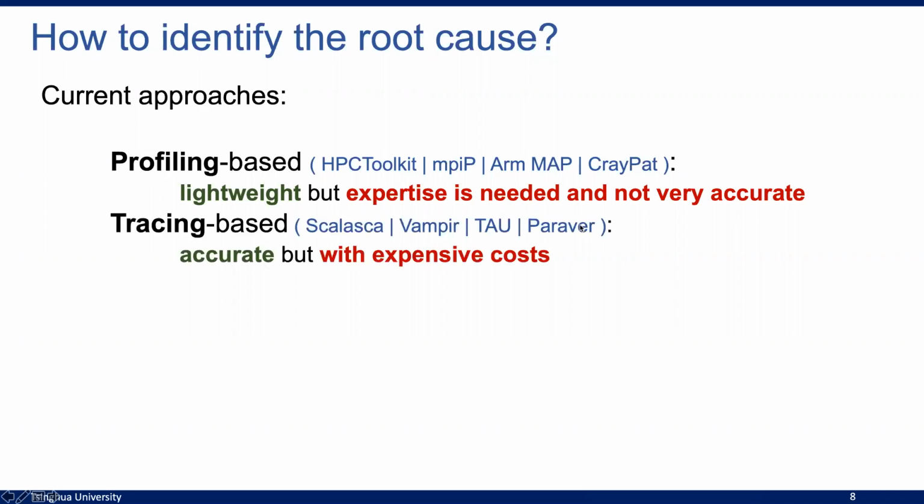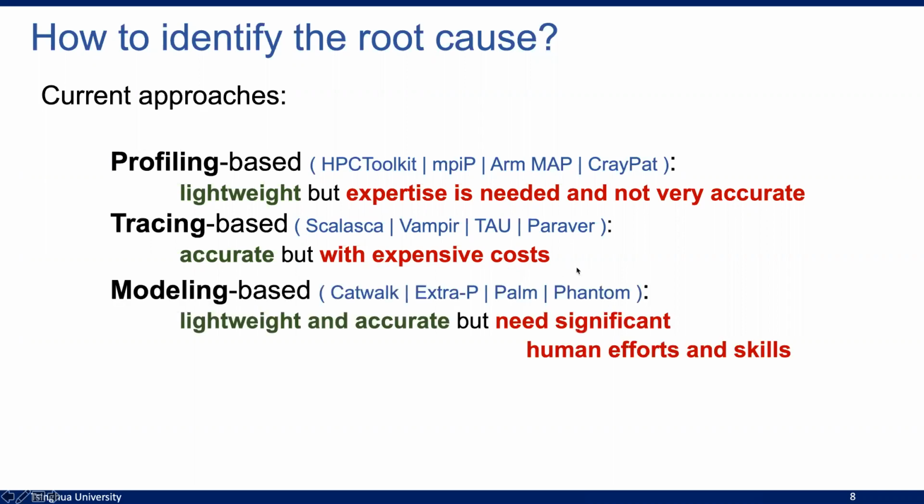Second, tracing-based approaches, such as Scalasca and Vampir. They record all event traces at runtime. Thus, the detection would be very accurate, but the huge traces incur expensive costs. The last one is modeling-based approaches, such as Calotti and Extra-P. They are very lightweight and accurate, but building a model needs significant human effort and expert skills.